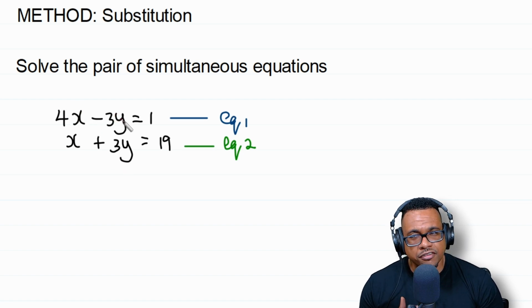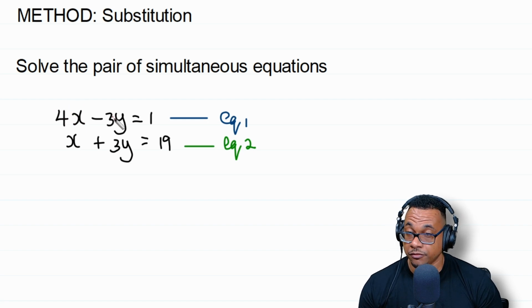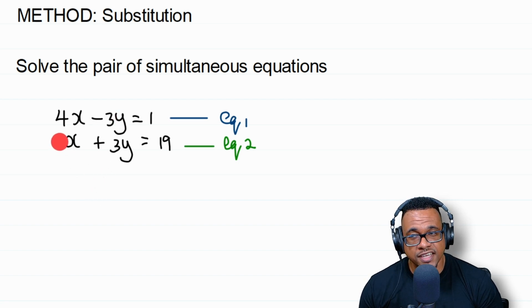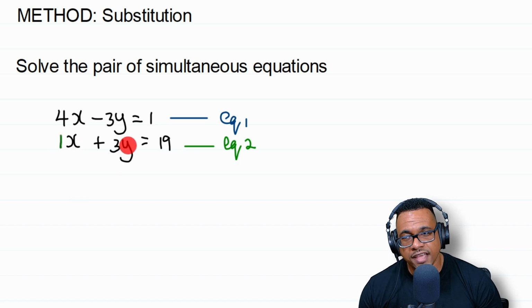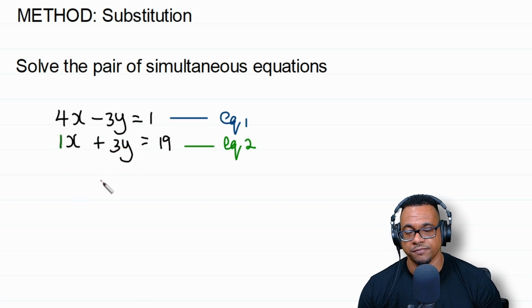Now, the number in front of the variable is called the coefficient. So the 4 here is in front of the x. Therefore, for equation 1, the coefficient of x is 4, and the coefficient of y is -3. For equation 2, we see nothing in front of the x, but we have to understand x means 1x, so there's a 1 in front here. So the coefficient of x for equation 2 is 1, and the coefficient of y for equation 2 is +3.